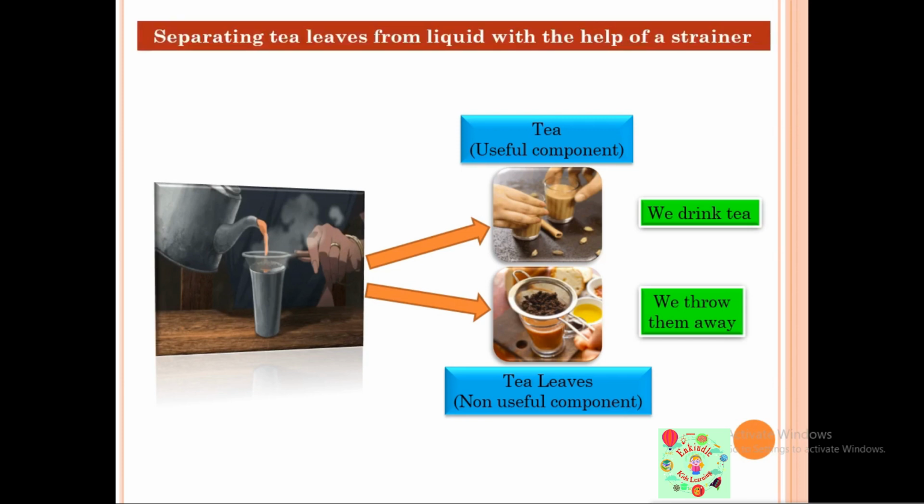Separating tea leaves from liquid with the help of a strainer is the first example of separation where we have separated a useful component from a non-useful component. Next, we will look into our second example.